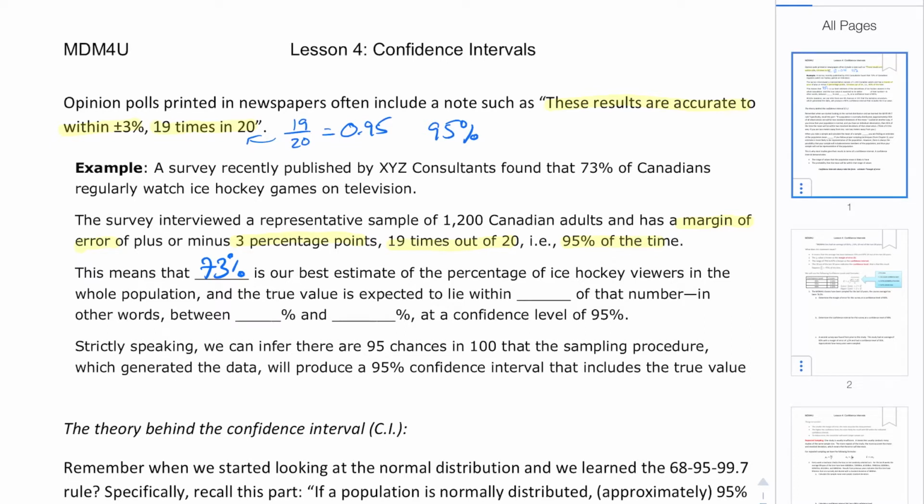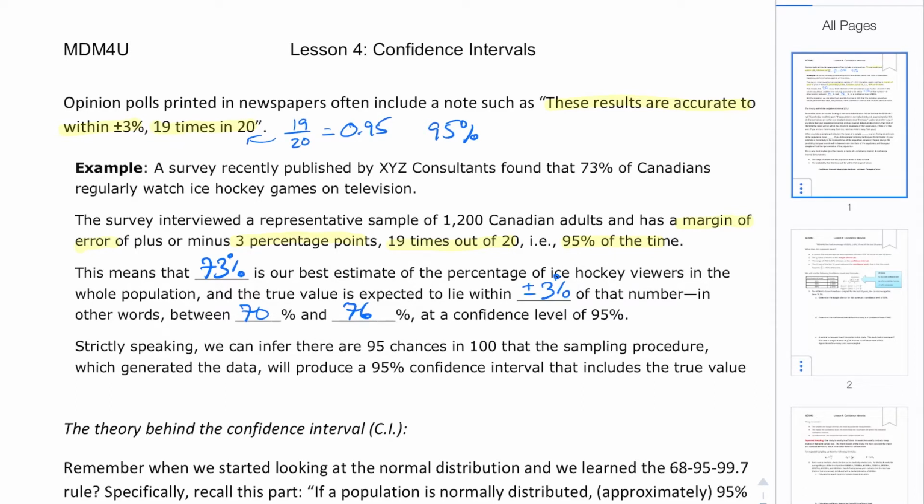What they're saying is that 73% is the best estimate of our percentage of ice hockey viewers in the whole population, and the true value is to lie within a certain percentage of that, and that's where we get this lower limit and upper limit. So we know that it's plus or minus 3% of that number. In other words, we're going down 3 from 73, so 70%, and up 3 from 73, so 76%. And we're confident at a level of 95%. So strictly speaking, we can infer that if we were to do this 100 times, 95 times out of 100 in the sampling procedure, we would produce values between 70 and 76.